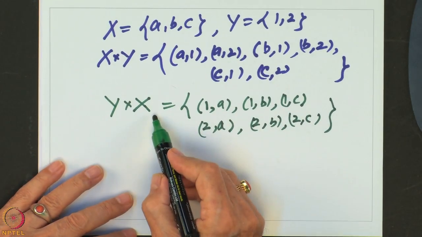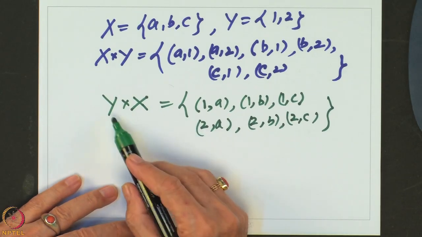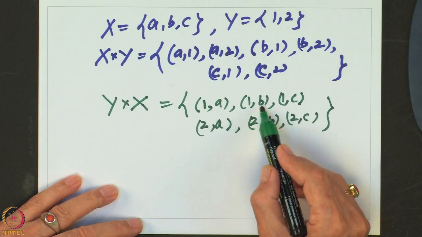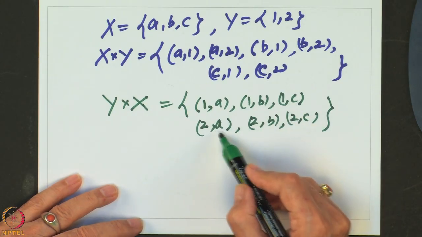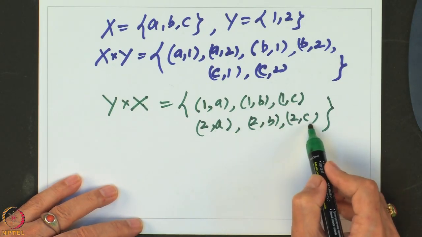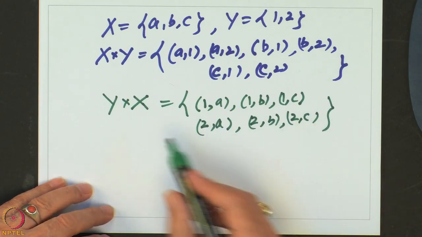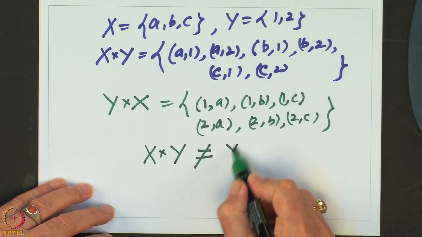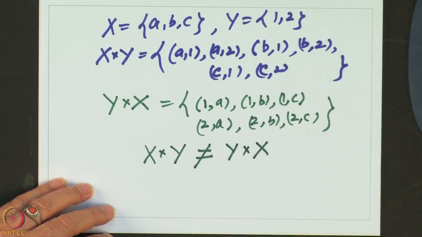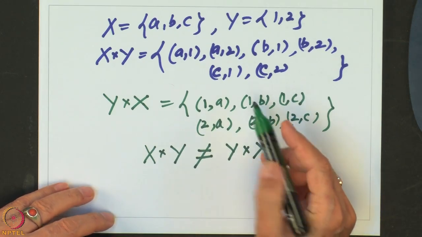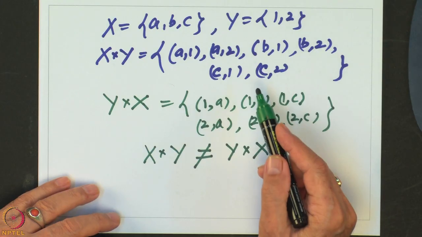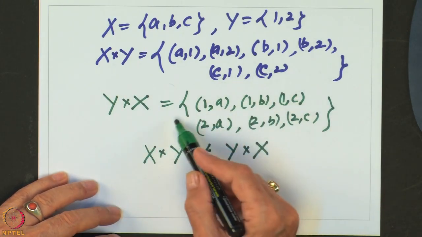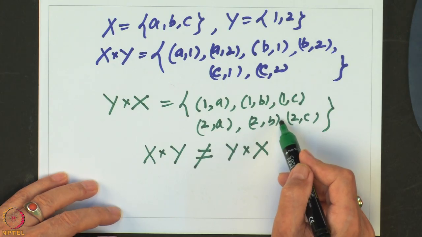So, Y cross X is the set of all ordered pairs of Y with elements of X, and that is 1 comma A, 1 comma B, 1 comma C, 2 comma A, 2 comma B, 2 comma C. So, that clearly exhibits that X cross Y in general is not equal to Y cross X, because X and Y could be totally different. But keep in mind, a nice observation is that X cross Y has got 6 elements and the same is the number of elements of Y cross X.